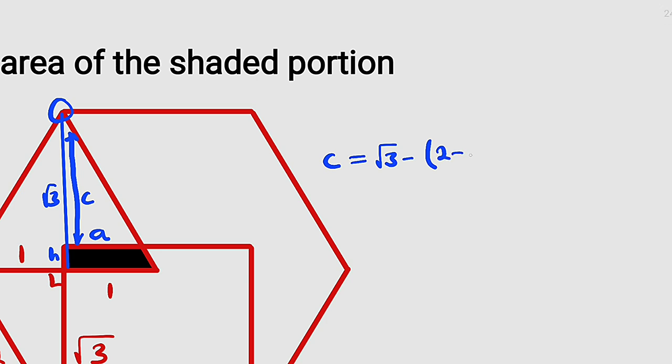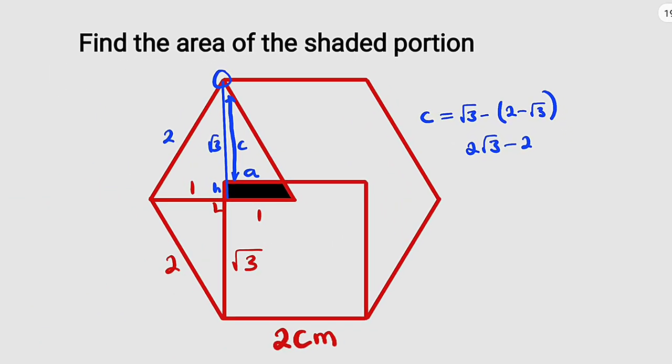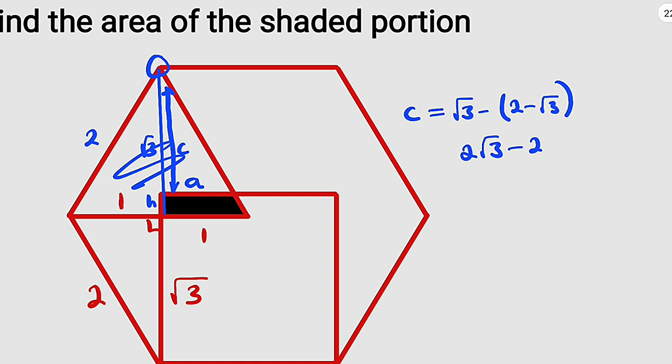So 2 minus root 3. The minus is affecting the 2 times, so we have 2 root 3 minus what? Minus 2. And remember that this is an equilateral triangle. All the interior angles are 60 degrees each. So this is 60, this is 60, this is also 60. And this angle here corresponds to this one, so it is going to be 60 as well.